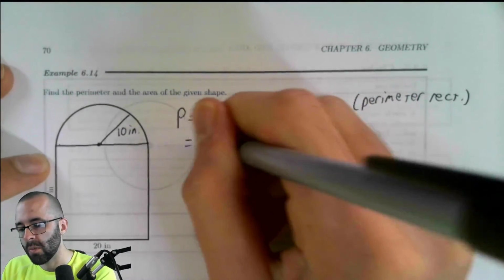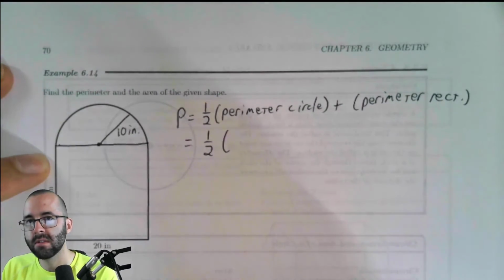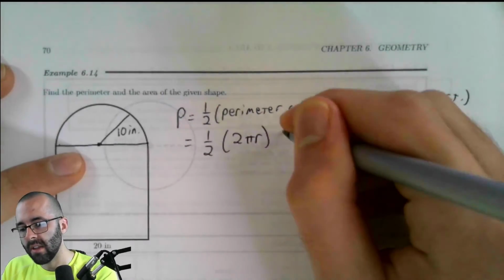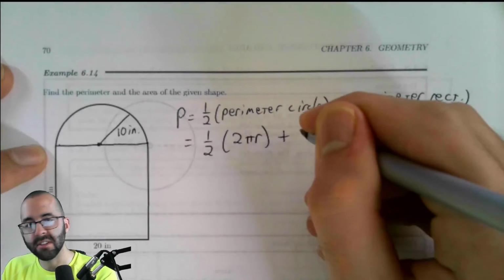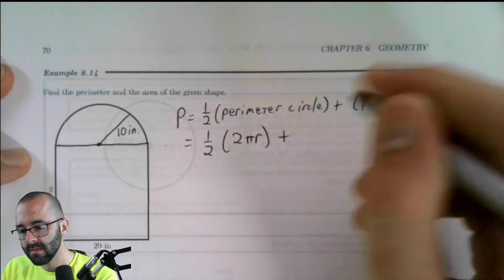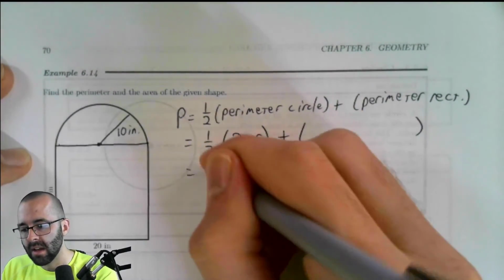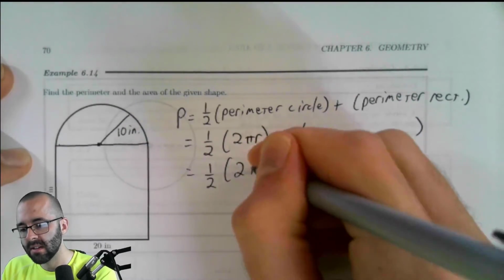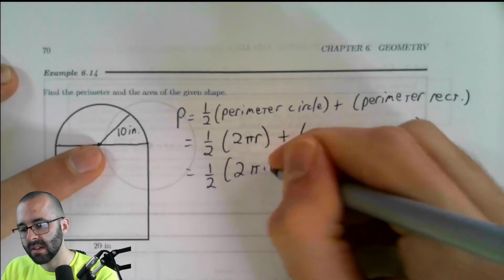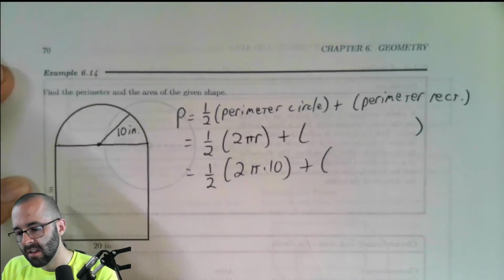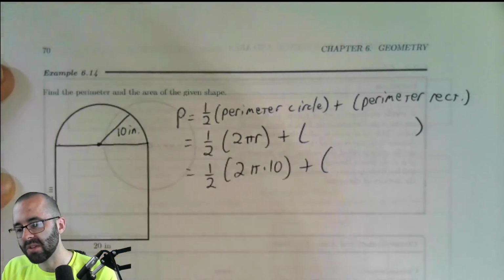So the perimeter of a circle is 2 pi r. And the perimeter of a rectangle is the sum of all the sides. Just going to write it again. And now what is our radius? Our radius of our circle is 10. What's the sum of all the sides? 42 plus 42 plus 20 plus 20.